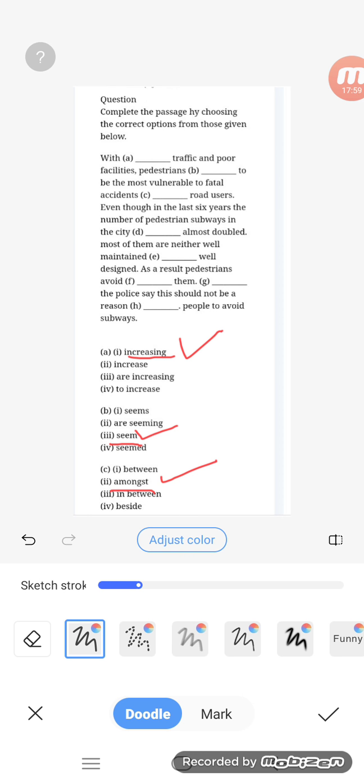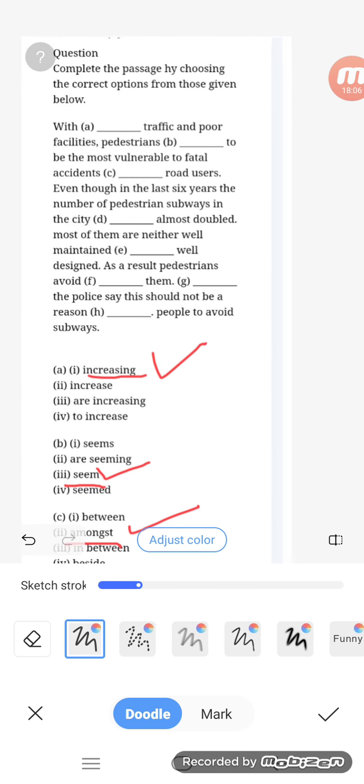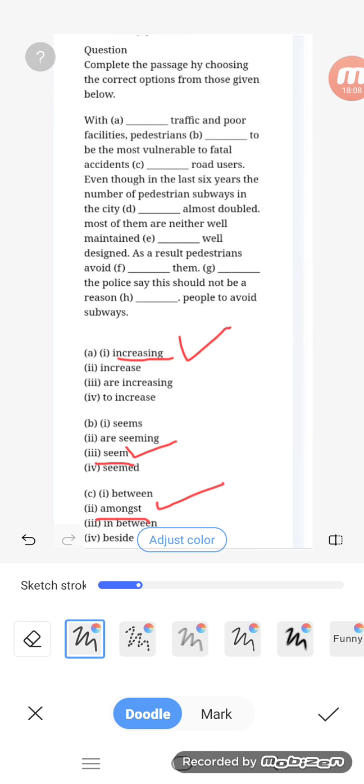So let us match with this passage. With increasing traffic and poor facilities, pedestrians seem to be the most vulnerable to fatal accidents amongst road users.